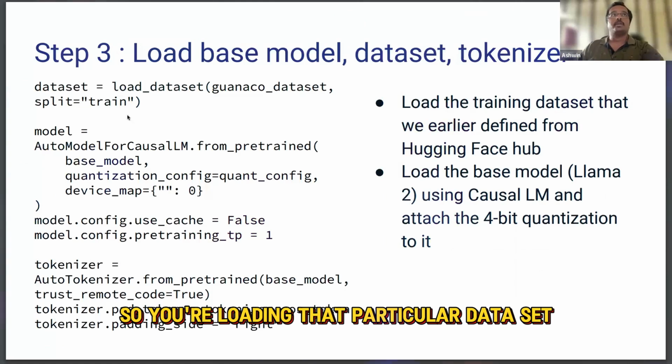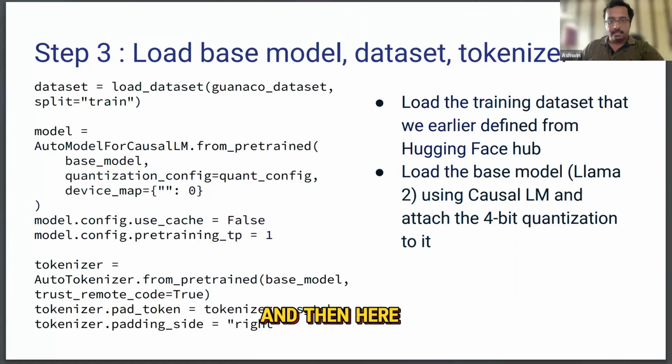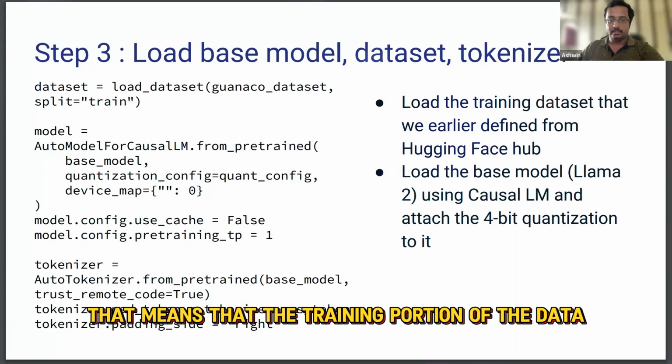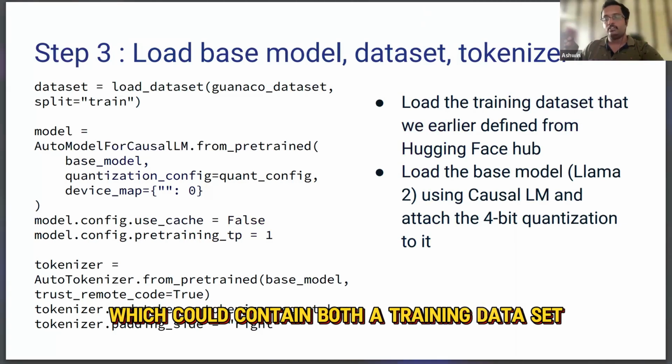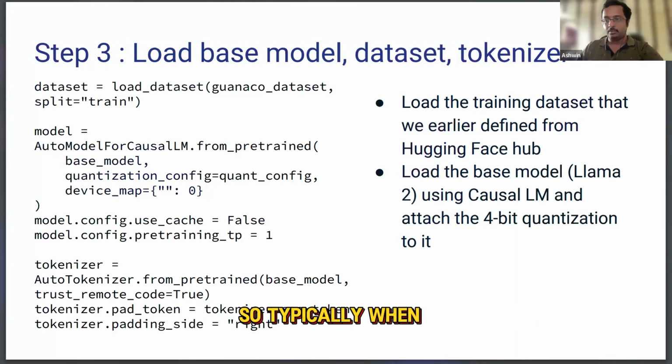So you are loading that particular dataset, and here split train means that the training portion of the dataset will be loaded. In this particular dataset, you have only 1,000 samples. There could be datasets which contain both the training dataset and an evaluation dataset. If you look at the ML world, you always split your dataset into a training dataset and an evaluation dataset, right?